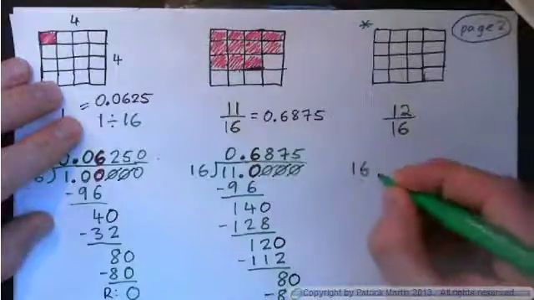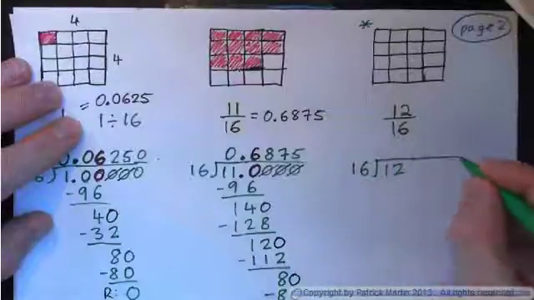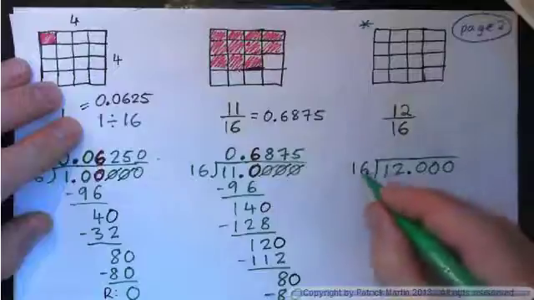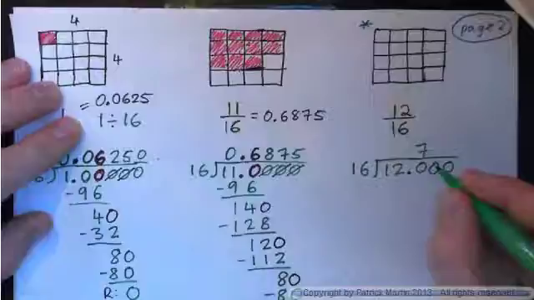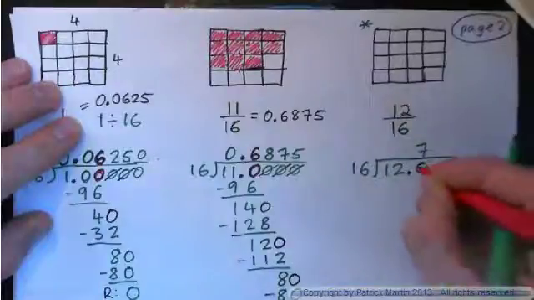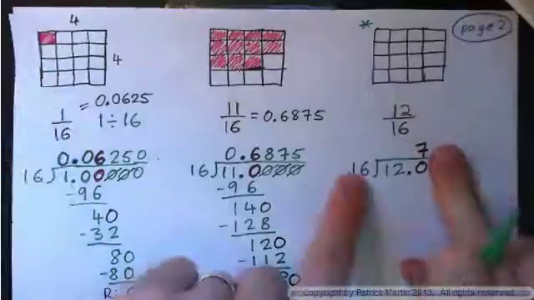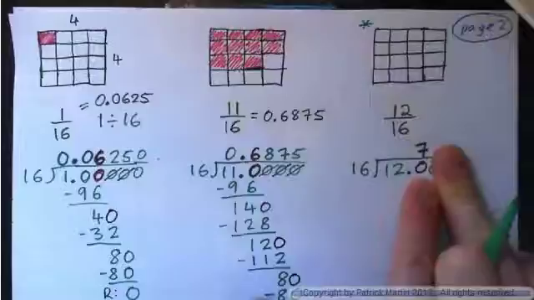12 divided by 16. So 16 into 12. And I can write the 12 as 12.000 and so on. 16 into 120, I'm going to guess 7. And the 7 has to go above this 0 here, because 16 into 120 goes 7 times. The 7 goes above there, kind of like above the unit part of the 120, right?